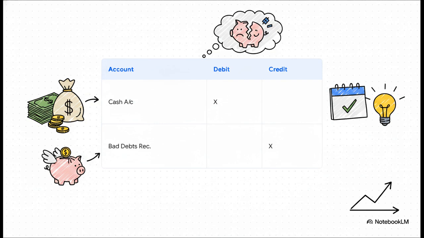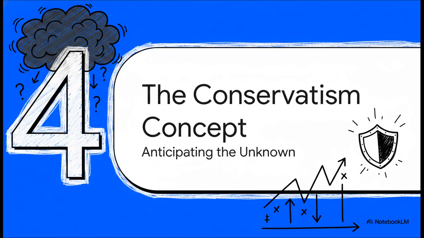Using this distinct account lets us recognize that sudden gain without messing up the historical accuracy of our already closed customer accounts. That brings us to Section 4, the conservatism concept, where we learn how to anticipate the unknown.